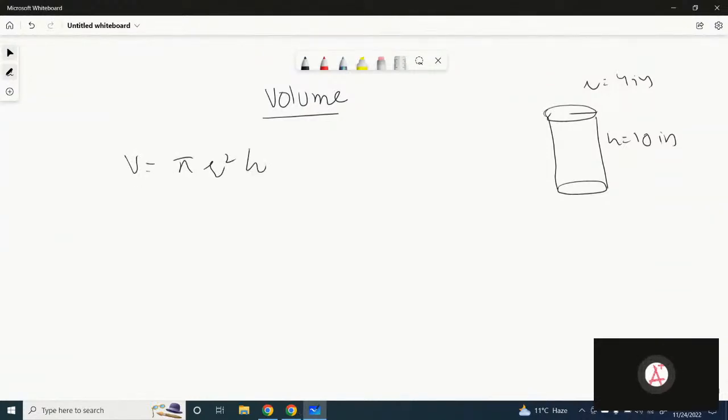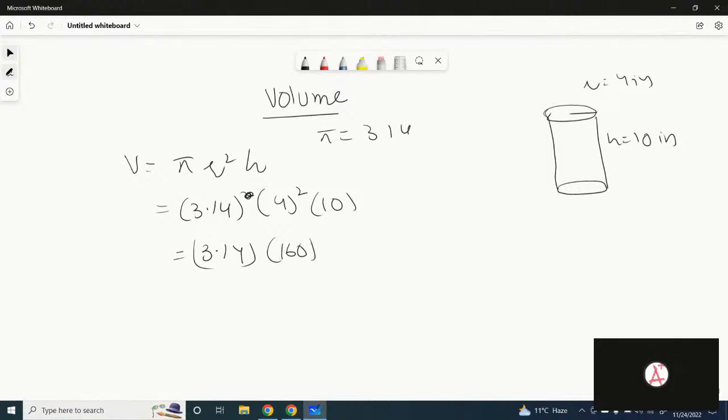r squared h. That is the formula for the volume of the cylinder. Got it? Just substitute the values. We know that pi has a value of 3.14. Replace all the variables with the values. So 3.14, r is 4 squared, and h is 10. Got it? 4 squared is 16. 16 times 10 is 160.